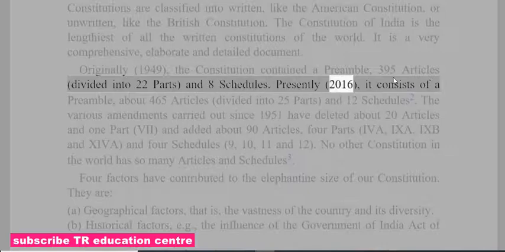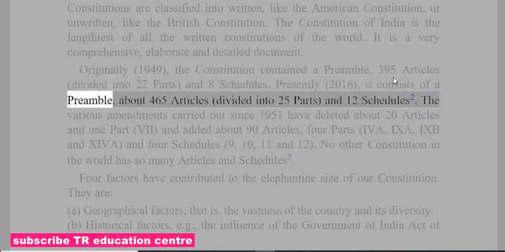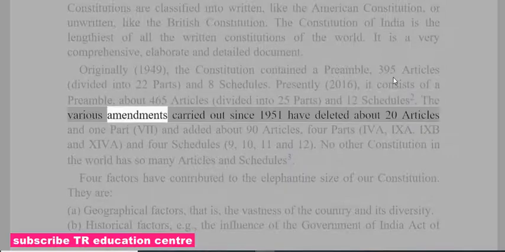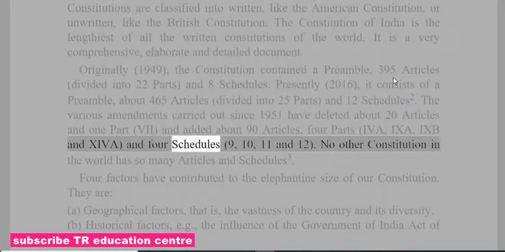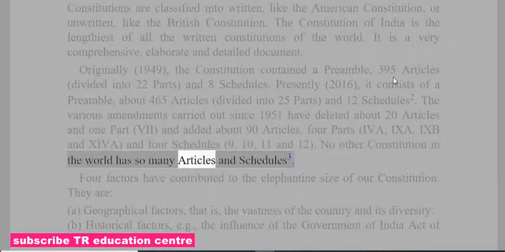Presently, in 2016, it consists of a preamble, about 465 articles, divided into 25 parts, and 12 schedules. The various amendments carried out since 1951 have deleted about 20 articles and 1 part, VII, and added about 90 articles, 4 parts, IVA, IXA, IXB and XIVA, and 4 schedules, 9, 10, 11 and 12. No other constitution in the world has so many articles and schedules.